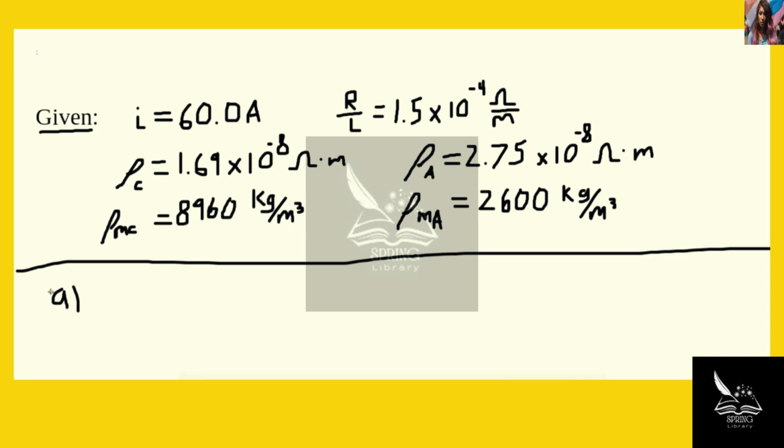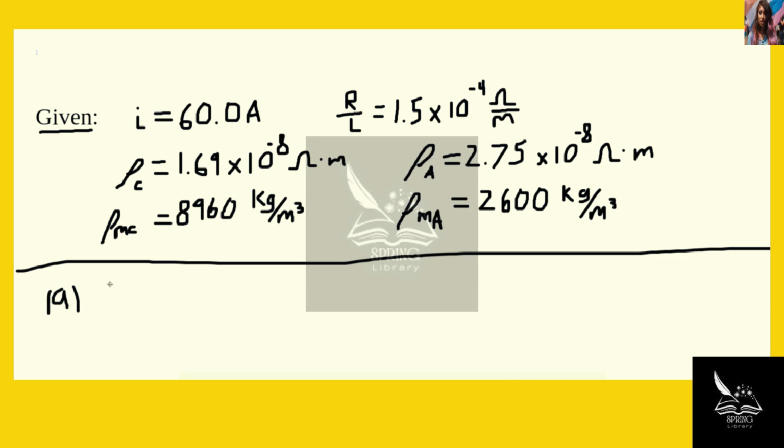Okay, so with all of this given, we're asked to compute for A, the magnitude of the current density, and B, the mass per unit length of the copper wire, and C, do the exact same thing, find the magnitude of the current density, but this time for the aluminum, and then D, find the mass per unit length of the aluminum. Okay, so let's start with part A.